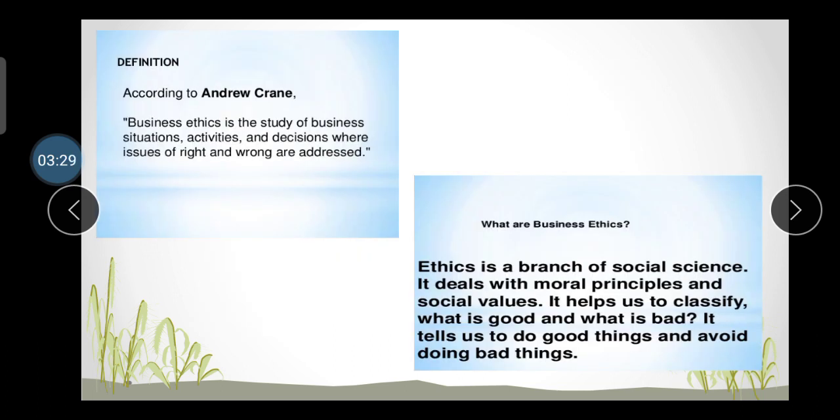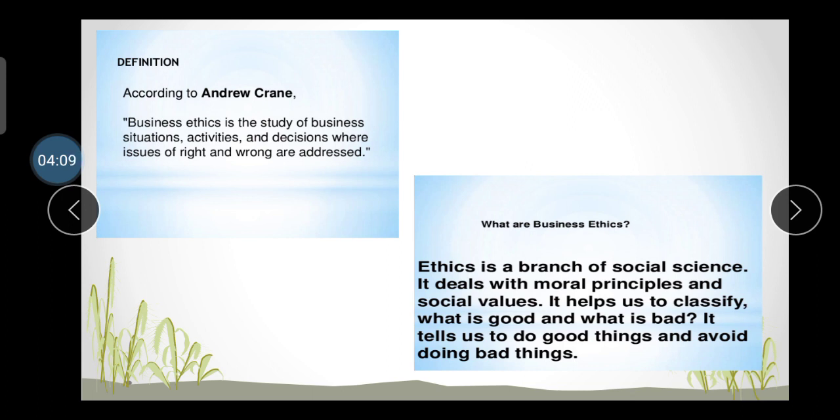A definition of business ethics is given by Andrew Crane. Business ethics is the study of business situations, activities and decisions where issues of right and wrong are addressed, meaning according to your business what is right and what is bad. You should decide according to your ethics. Let's take one example. If you are doing business and you have no concern regarding your customer, then your business cannot stay for a longer time or sustain in the market.